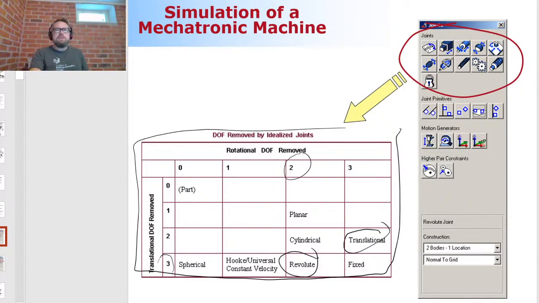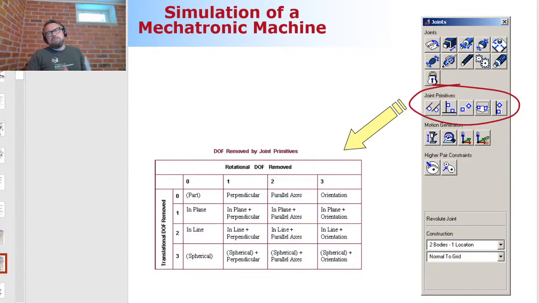A translational joint needs 5 because 3 are related to rotation and 2 are related to translation, and so on and so forth. So that's how you can compute how many constraints are needed. Many of the commercial software packages also introduce these primitive joints, which can be combined.